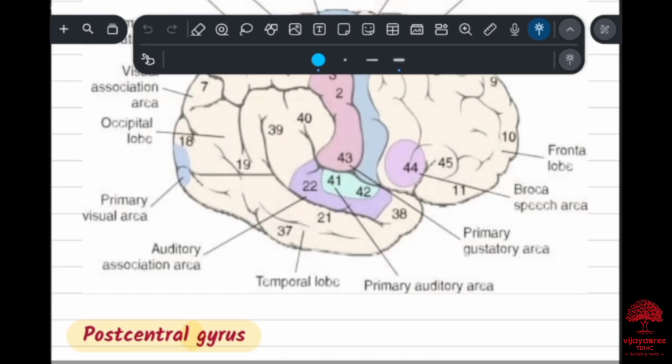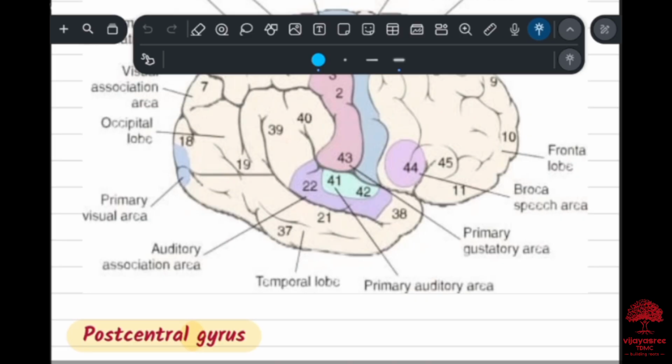Then the area number 18 and 19. Here comes the which lobe? Occipital lobe. The occipital lobe helps in the visual association cortex. The function is interpretation of visual information.